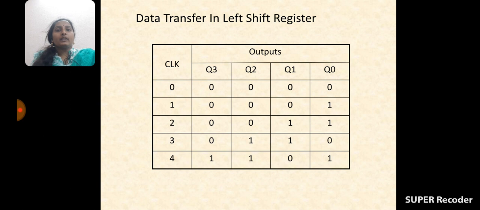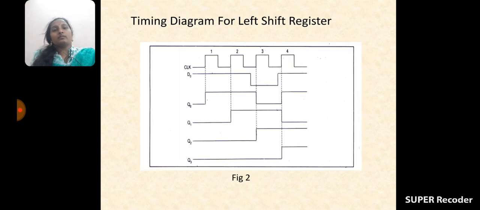For the first clock pulse, the outputs are 0, 0, 0, 0. For the second clock pulse, 0, 0, 0, 1. For the third clock pulse, 0, 0, 1, 1. Then 0, 1, 1, 0, and for the fourth clock pulse, 1, 1, 0, 1. So this is about the truth table. Next, coming to the timing diagram.